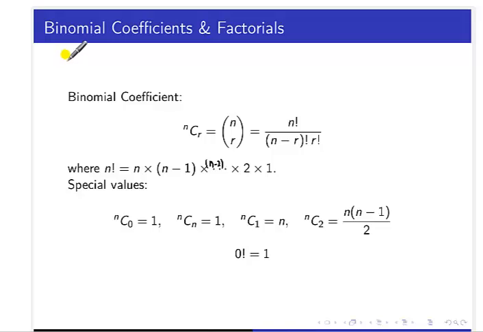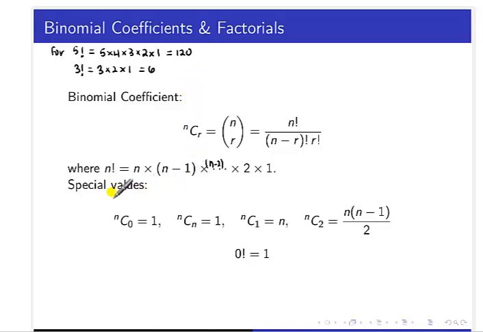So, for example, 5 factorial means 5 multiplying 4 multiplying 3 multiplying 2 and multiplying 1, which gives us a result of 120. Now also, 3 factorial means 3 multiplying 2 multiplying 1, which gives us 6.